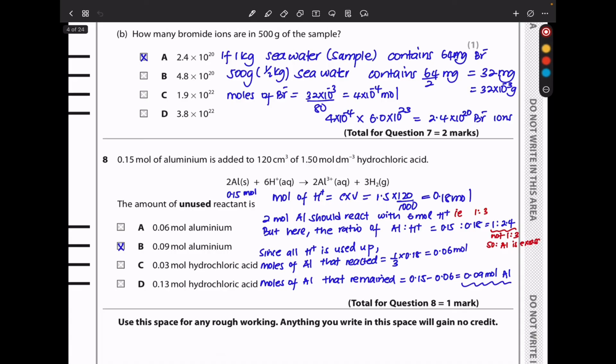In question 8, 0.15 mole of aluminium is added to 120 centimeters cubed of 1.5 mole per decimeter cubed hydrochloric acid.